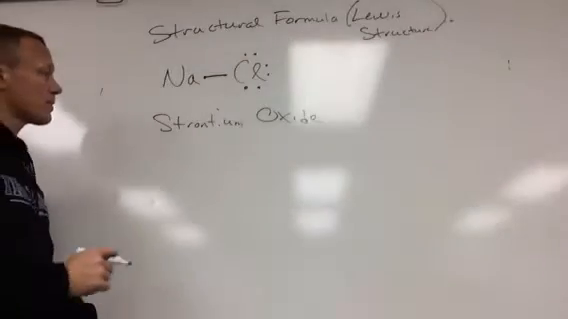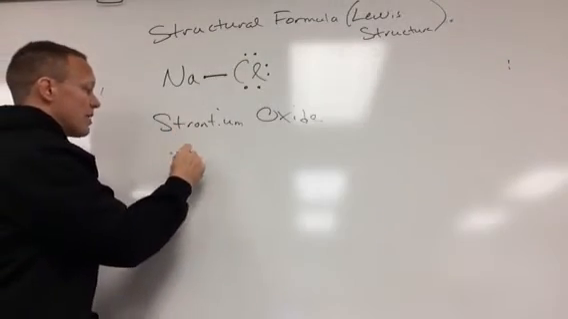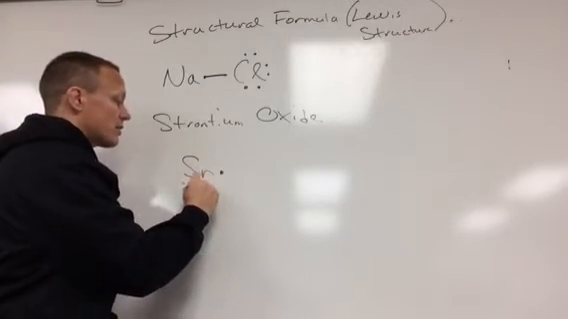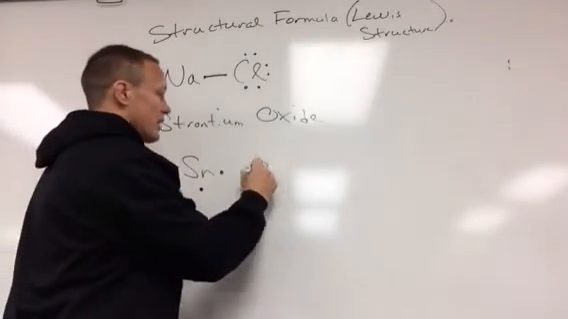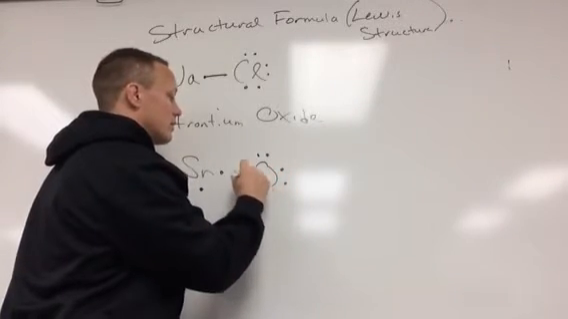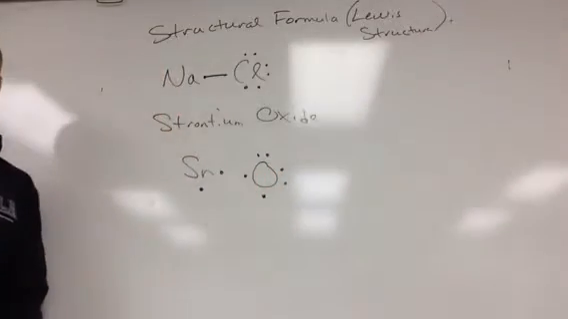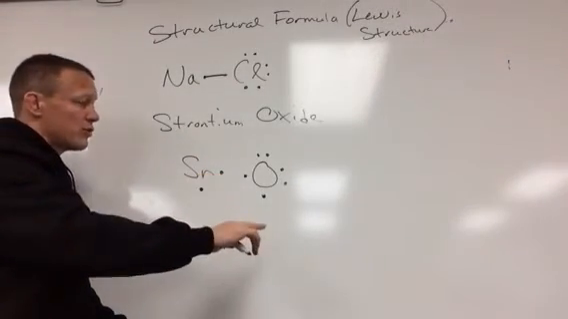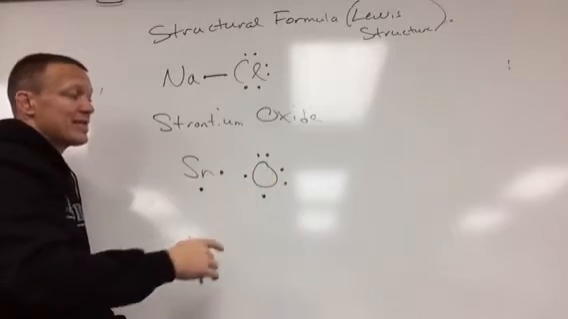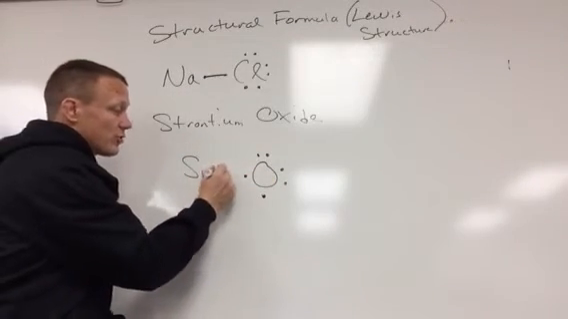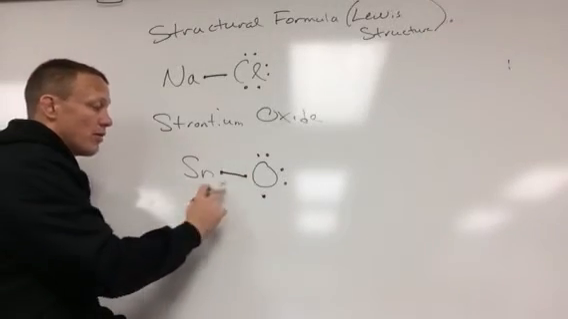Strontium oxide. So again, look up strontium, find how many valence electrons it has. It's got 2 valence. Oxygen has got 6 valence electrons. So strontium wants to get rid of its 2 electrons. Oxygen has 6, would like to gain 2, so it works out perfect. So whenever you have single electrons here, we can draw a bond between those. So there's a bond. These 2 would form a bond.